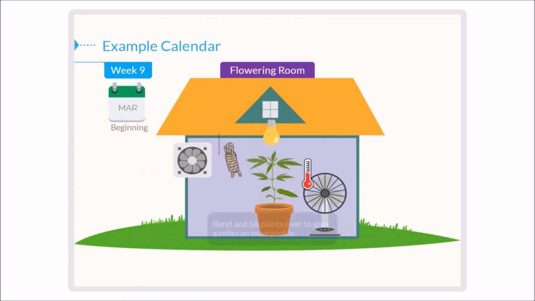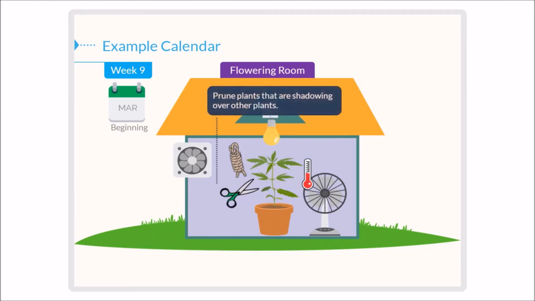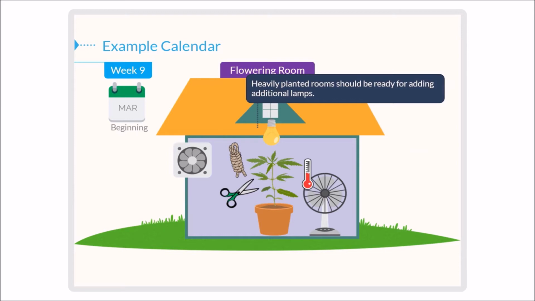Bend and tie plants over to give garden an even profile. Prune plants that are shadowing over other plants. Heavily planted rooms should now be ready for adding additional lamps. Adding another lamp will help to space plants out and to increase harvest yields.